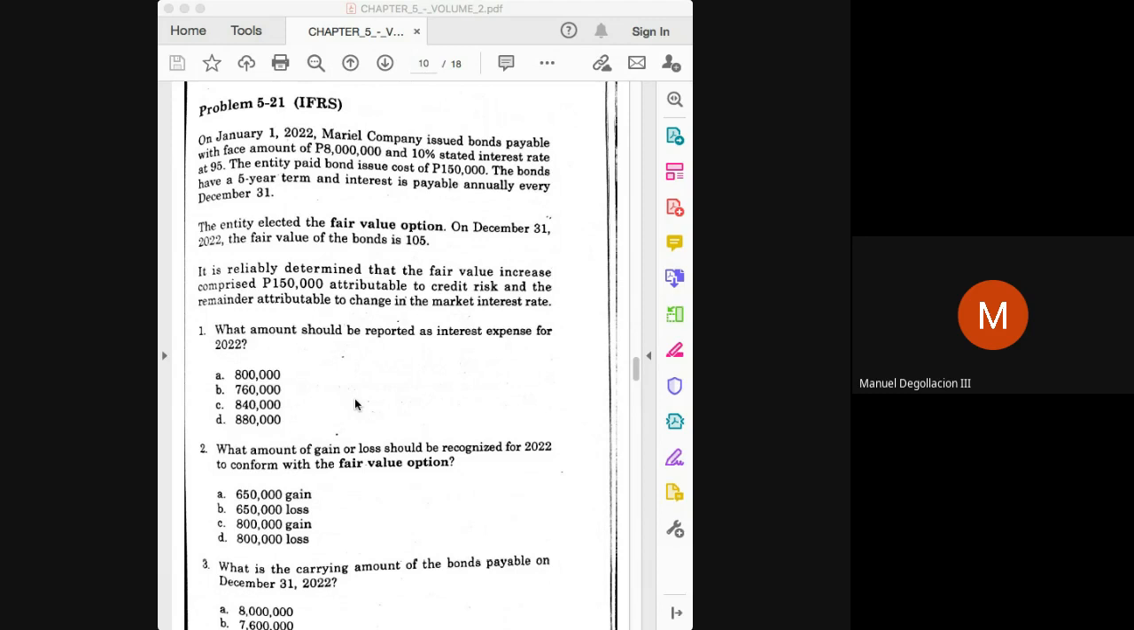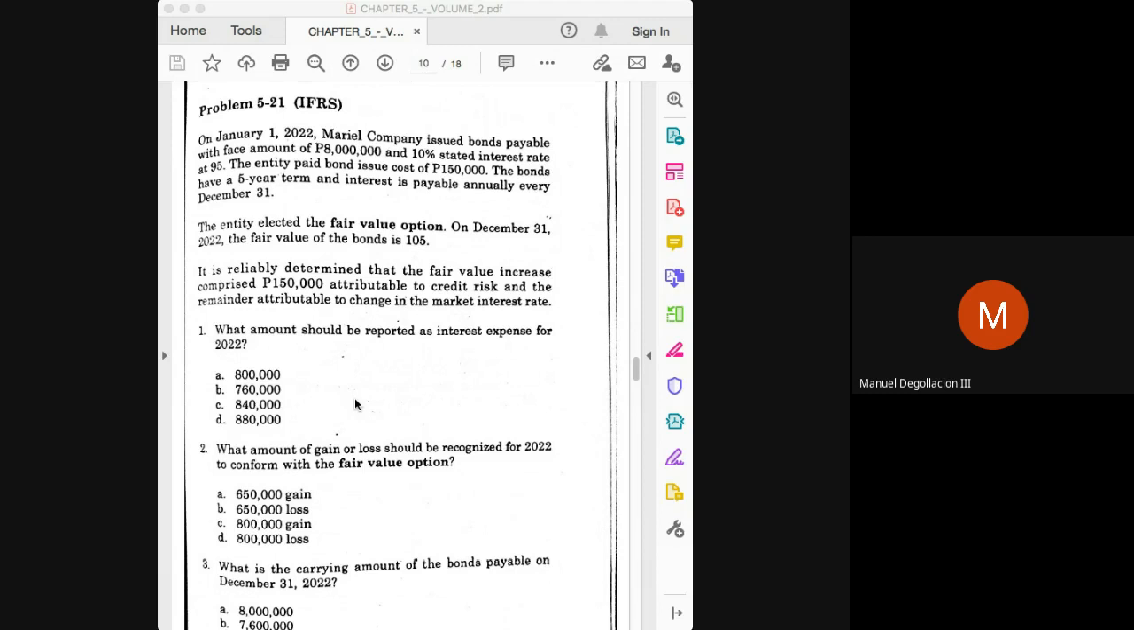But the problem here, class, is that there's additional information given here that it is reliably determined that the fair value increase comprised 150,000 attributable to credit risk and the remainder attributable to change in the market interest rate. So the total change is 800,000, but it can be broken down into 150,000 attributable to credit risk and the remaining 650,000 attributable to changes in the fair value. So the answer here will not be 800,000, but instead it will just be 650,000.